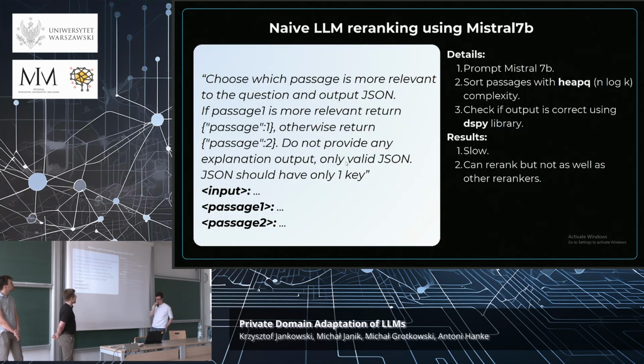There is a small experiment that we conducted using not fine-tuned Mistral with 7 billion parameters, and we prompted it to perform binary classification of which passage is more relevant to the query, and in this way we ranked passages. Unfortunately, it didn't work out because, first of all, it was really slow, and its performance was also worse than that of the other re-rankers.